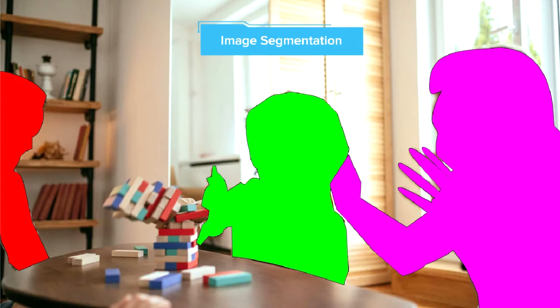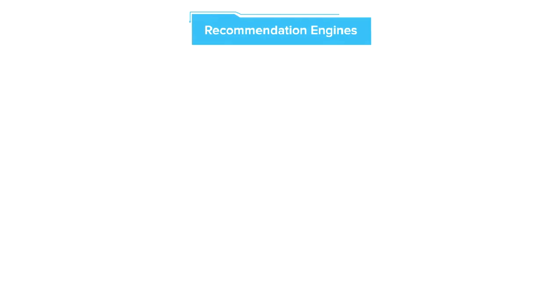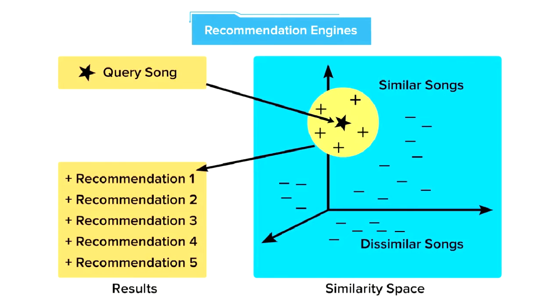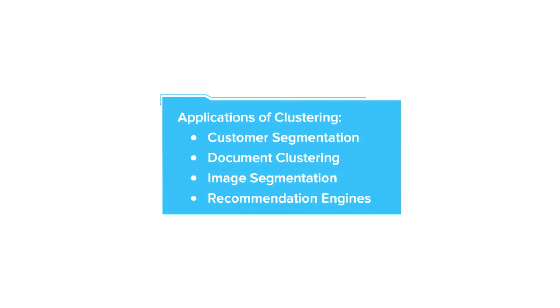We can also use clustering to perform image segmentation. In image segmentation, we try to club similar pixels in the image together. Clustering can also be used in recommendation engines. Let's say you want to recommend songs to someone. You can look at the songs liked by that person and then use clustering to find similar songs and finally recommend most similar songs. These are some of the applications of clustering. There are many more applications which you can think of.